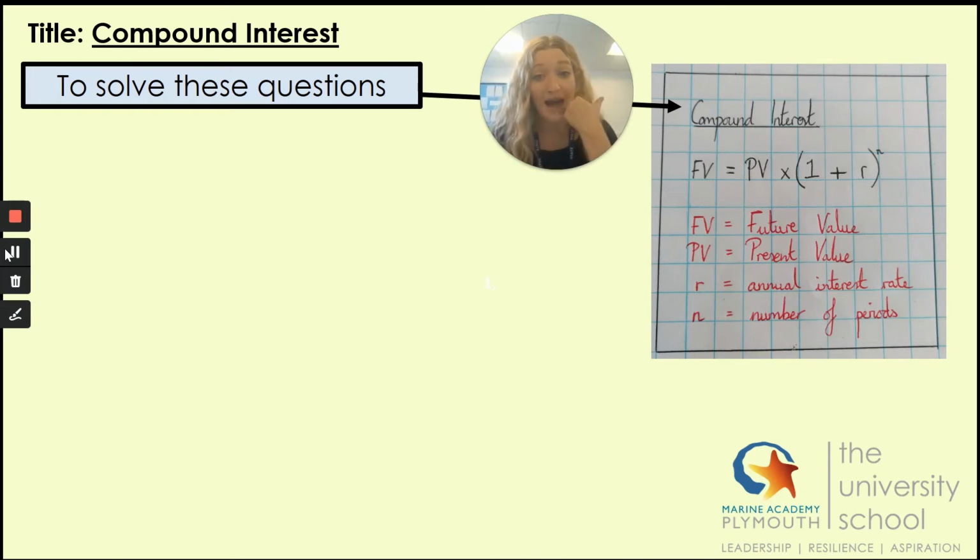Now, compound interest, on the other hand, is a little bit different. So what you have to do is you work out the percentage of the amount at the end of each year.